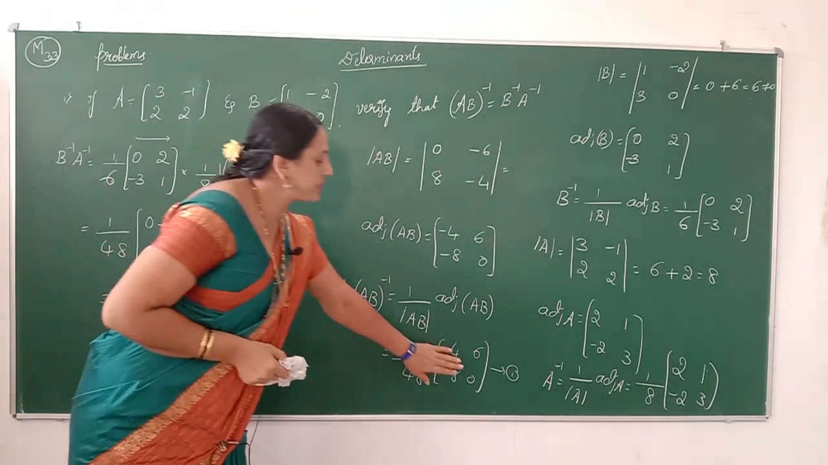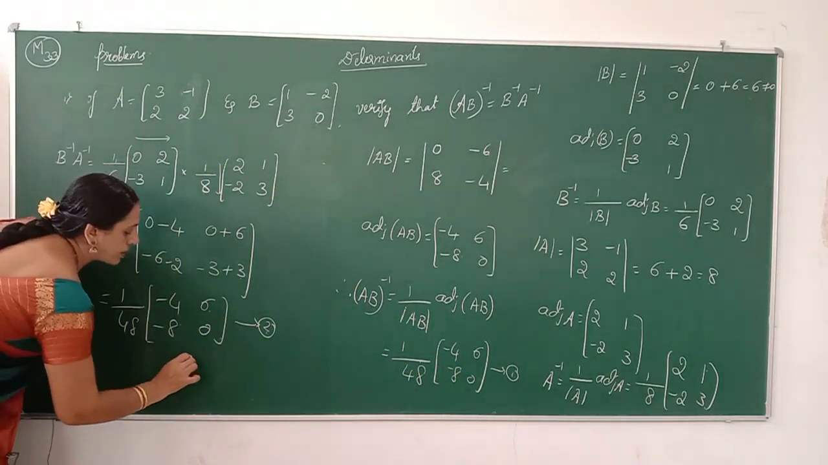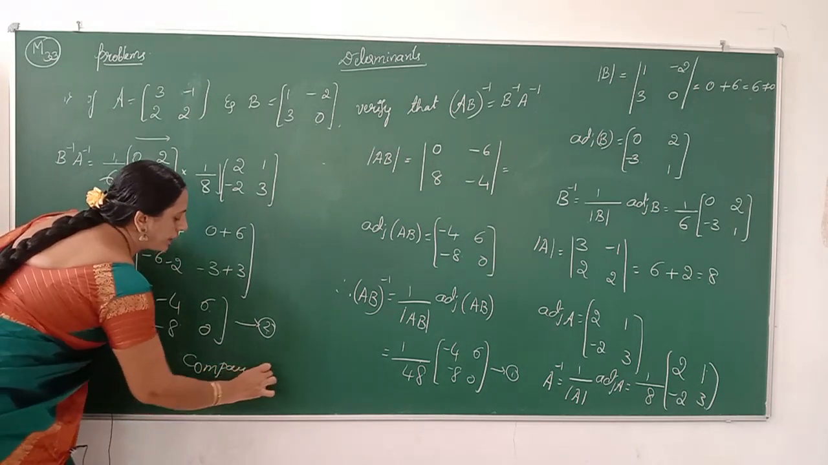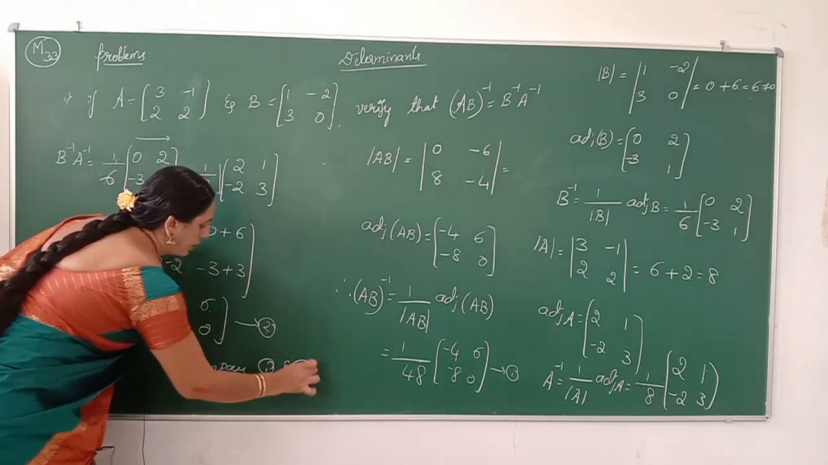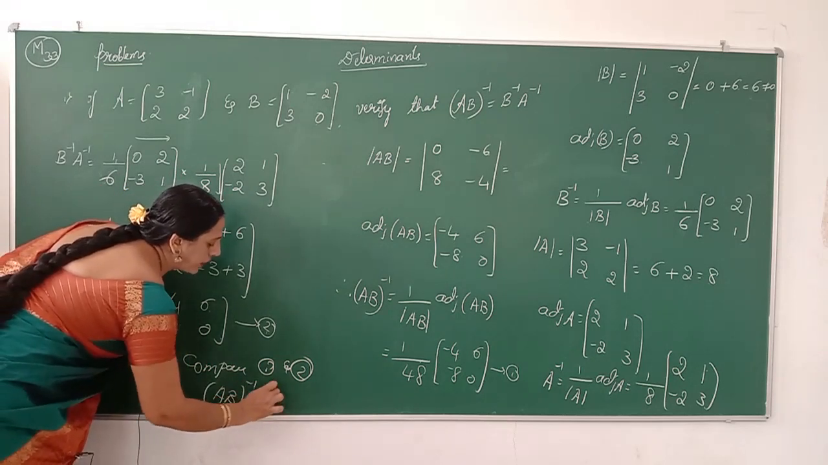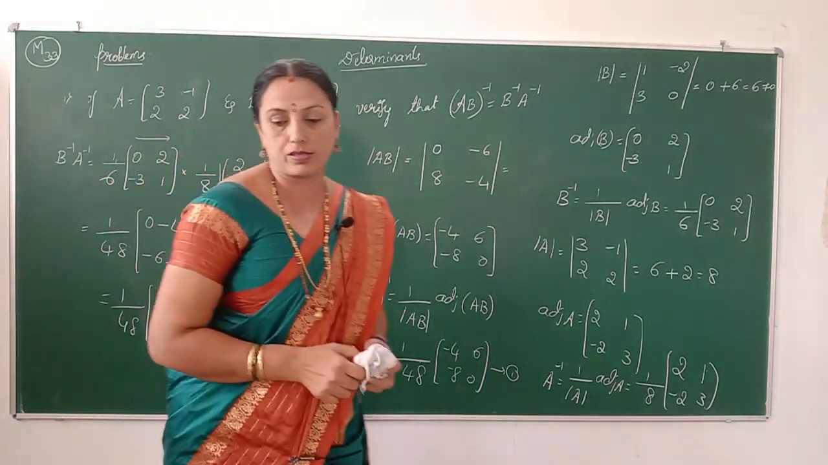Then we compare the elements of the two results with each other. Both LHS is equal to RHS. Comparing equations 1 and 2, therefore AB whole inverse is nothing but B inverse into A inverse. That is one of the given results.